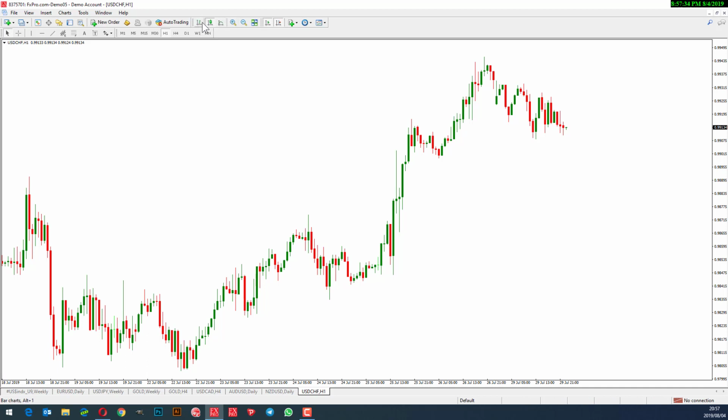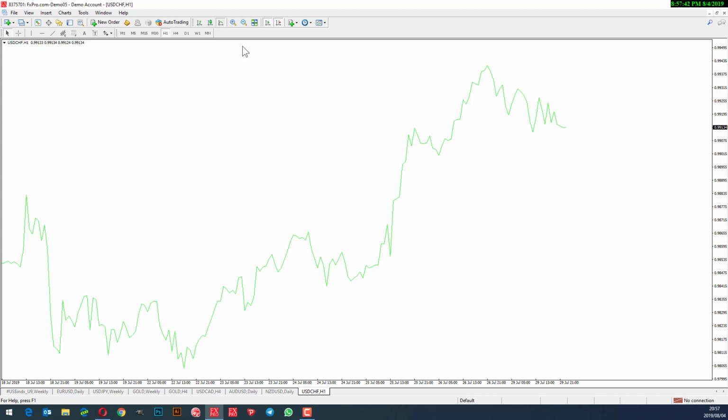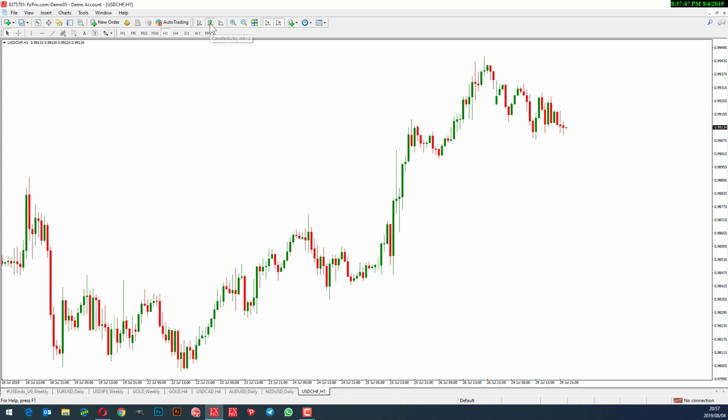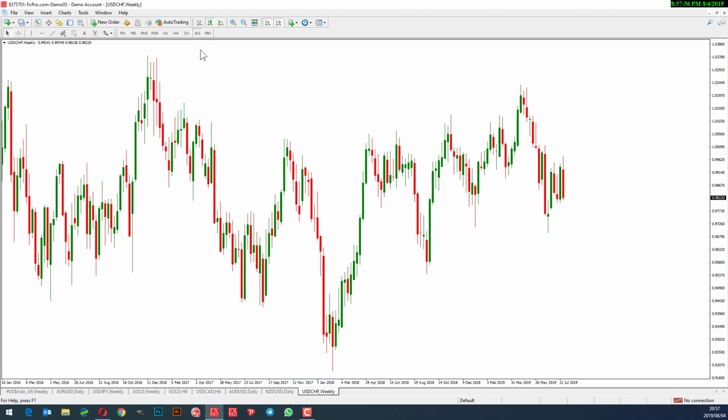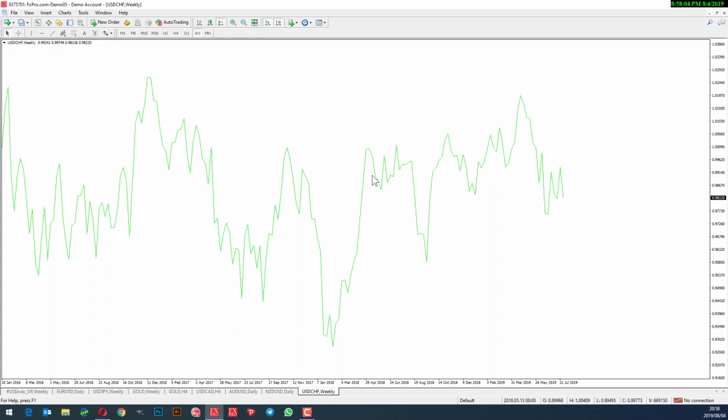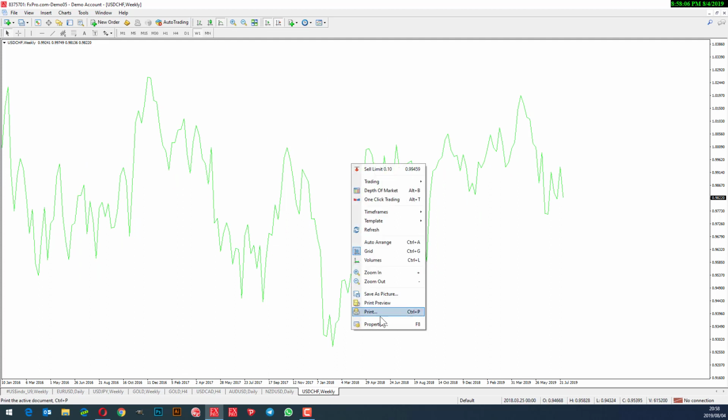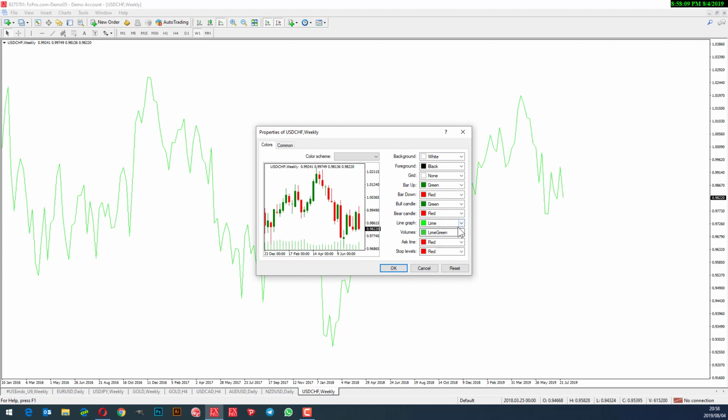Now up here we've got the chart types. We've got bar charts, we've got candlesticks, then we've got a line chart. Right, our main chart type for analysis is the candlesticks. Right, we use the candlesticks for our analysis. Right, I'm gonna go to a weekly chart. I want to highlight something for you guys so that you know the tips and tricks. Right, I'm gonna go to a line chart. Right, let me change the color of this line chart. I need it to be red.